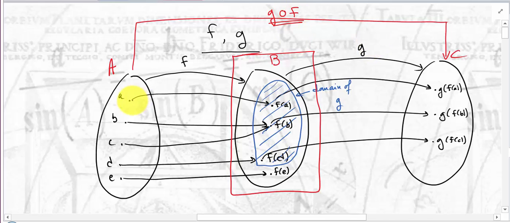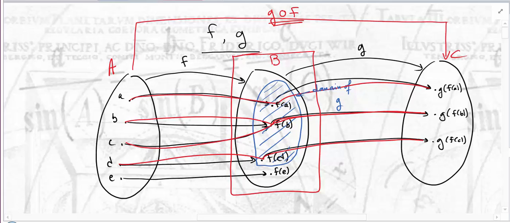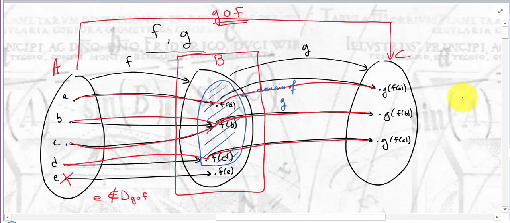What does it do? It will take A and carry it right here. It will take B and carry it right here. C happens to be carried at the same place right here, and then D right here. It will not take E. E is not in the domain of the function g of f, g round f. This is called the composition function.